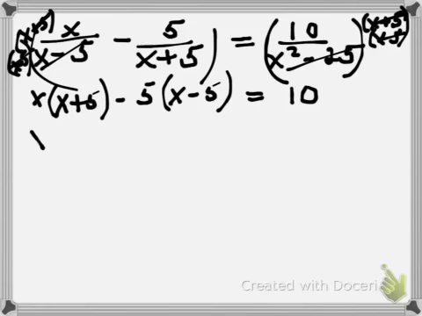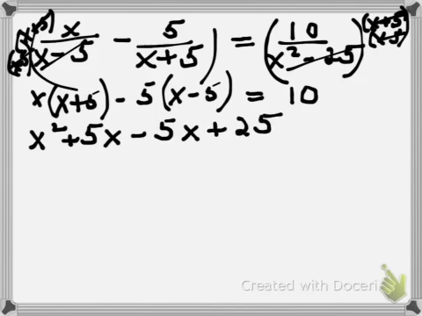X times x is x squared. X times 5 is 5x. Negative 5 times x, and negative times negative is a positive 25, equals 10. Positive and negative 5x. And I have x squared plus 25 is equal to 10.